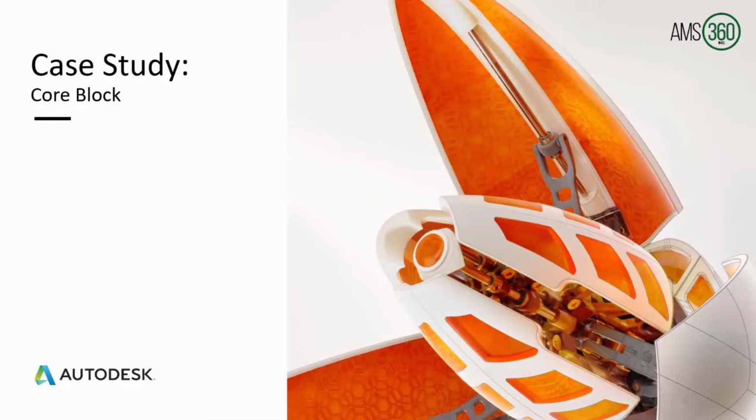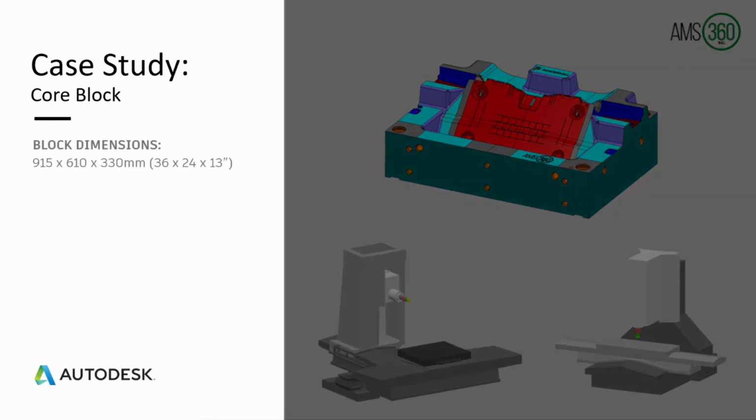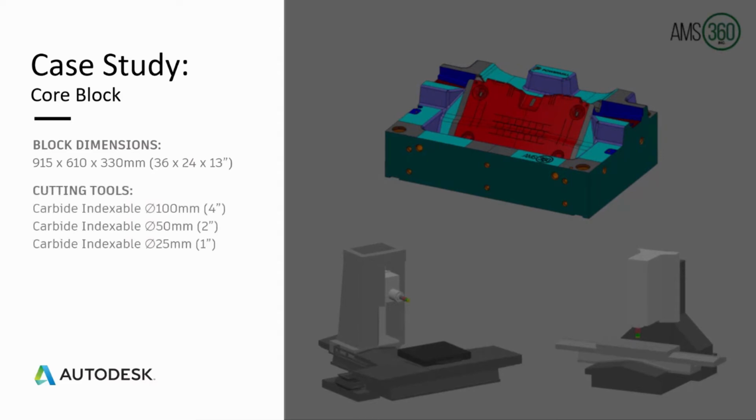Rob? So, we are now on to my piece where I'm going to test the automation against a mid-sized core block. Now let's just jump right in. The core block dimensions in this example are approximately 900 by 600 by 300 millimeters. We're going to be using the same tooling as in Jeff's example, and similarly, I'll be using a horizontal boring mill for the roughing portion.